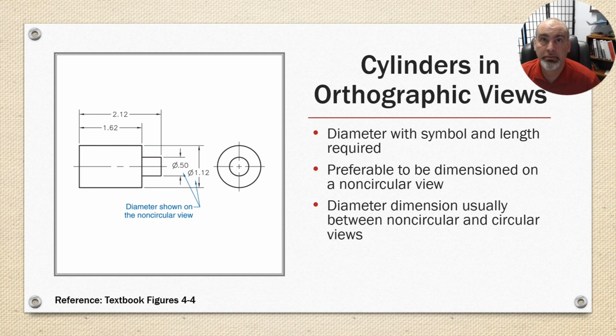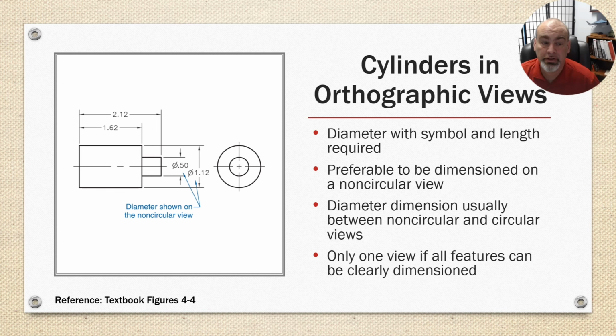And the diameter dimension usually is between non-circular and circular views, so you need to place the dimensions between the views as opposed to off the other side. And only one view if all features can be clearly dimensioned. So we get all our diameters on the common view if possible.